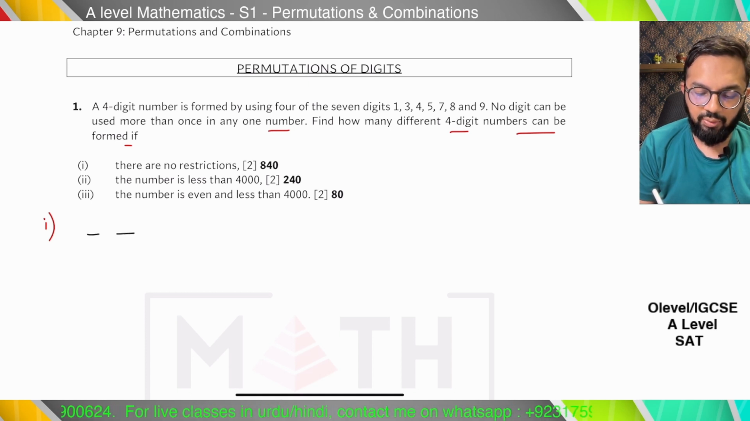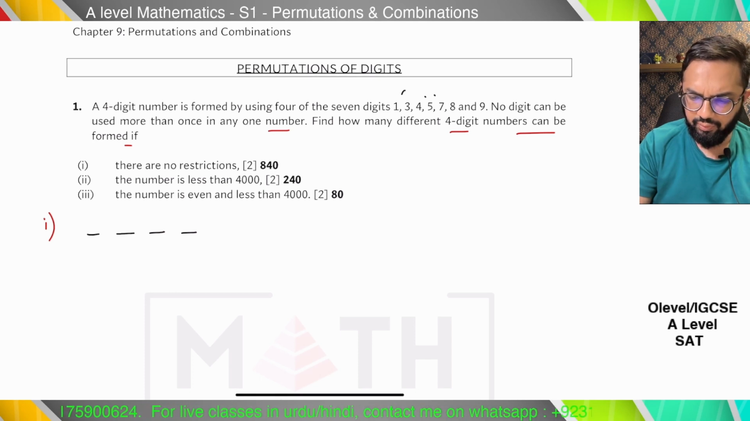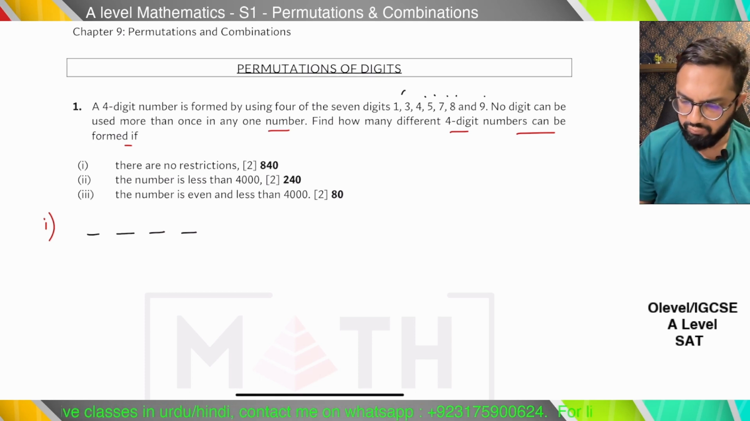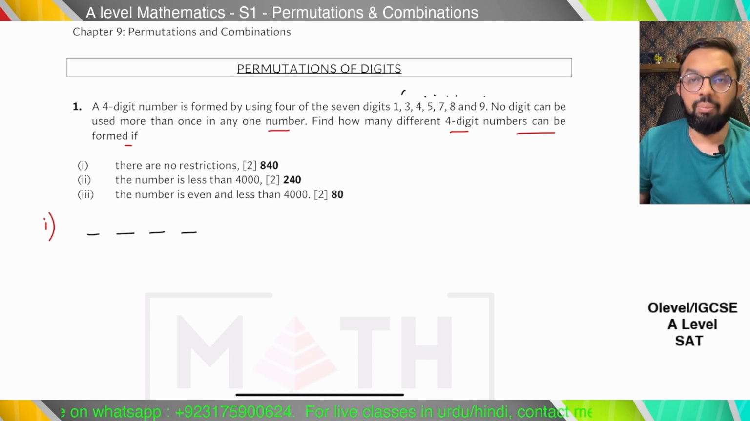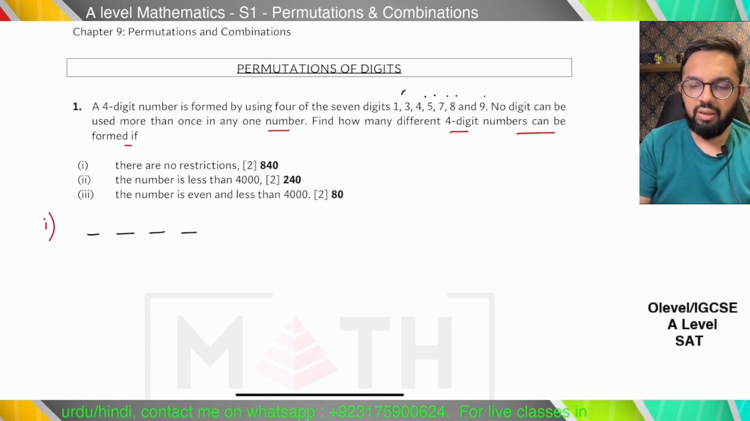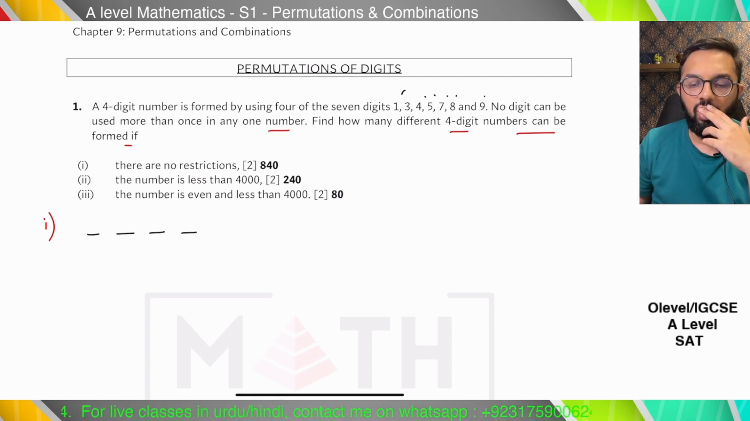I don't have nine dashes. Sorry, not nine. One, two, three, four, five, six, seven. I have seven numbers, but I am constructing four-digit numbers. I have to find how many four-digit numbers, so I will have to fill in these four dashes based on the numbers that I have.